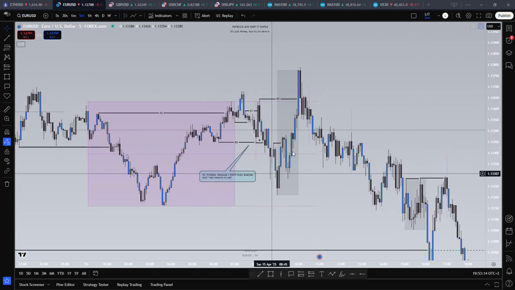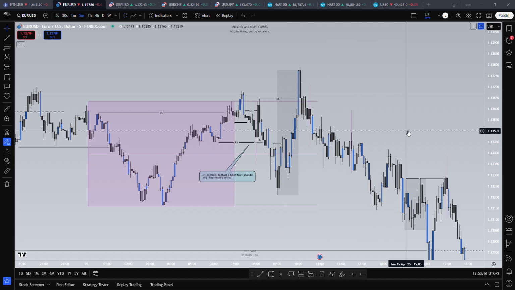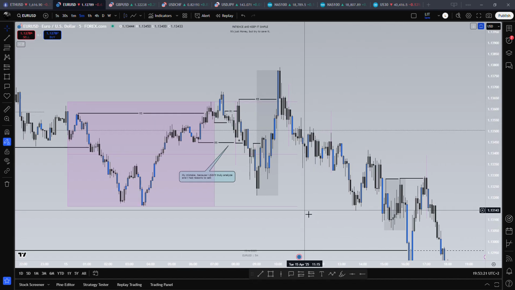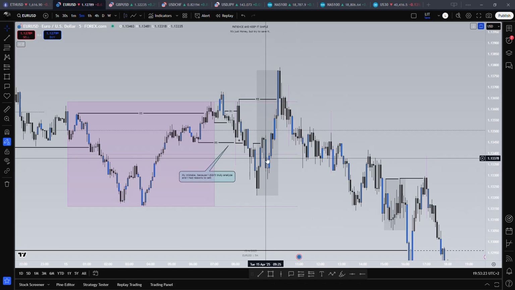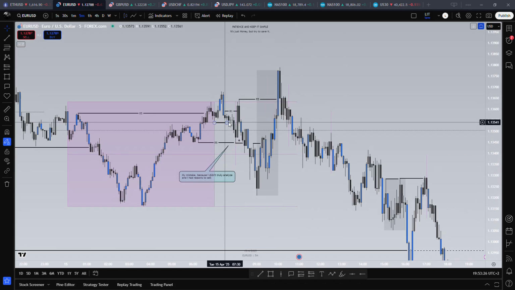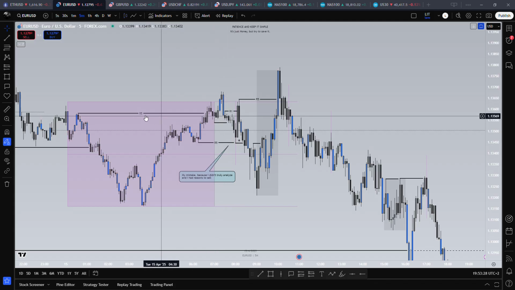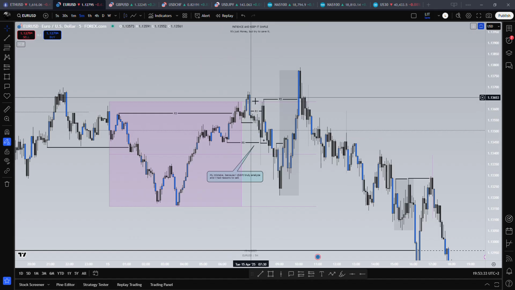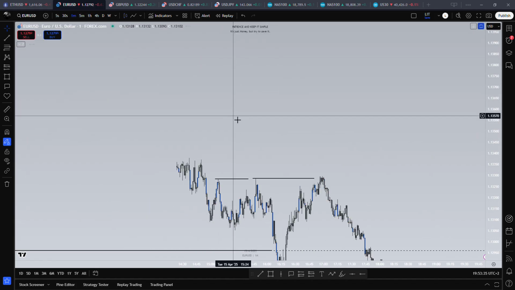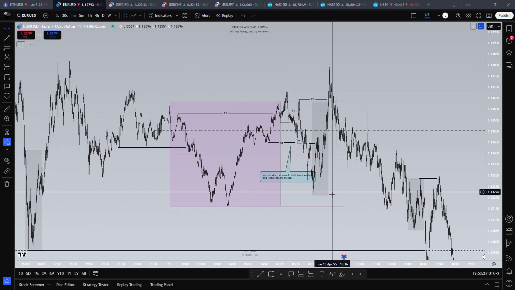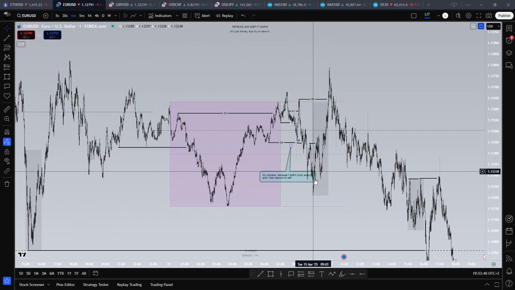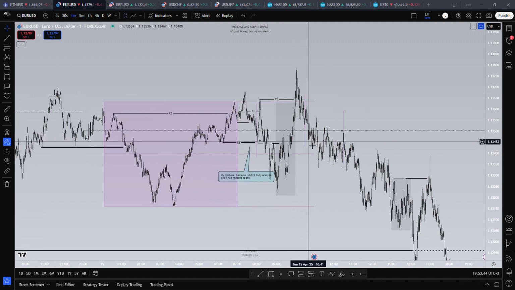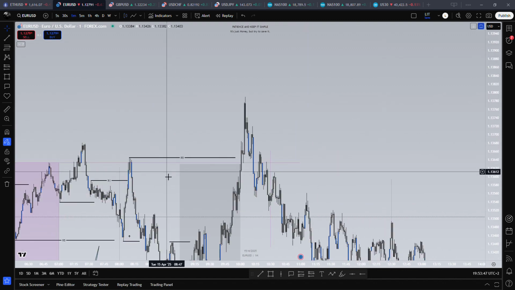Okay, so let's start with today's explanation. So we started today on EU, having this break of structure here after taking this relevant liquidity to the left. So the ideal position here was to trade the sell, and well, we wouldn't have a good TP maybe here, but it was the best option.